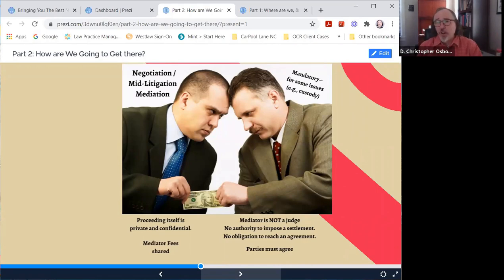Mediator fees are pretty much always shared. That's whether it's pre-suit or in the middle of litigation. But if you have lawyers already engaged, then in this particular process, the lawyers are going to do most of the communicating.